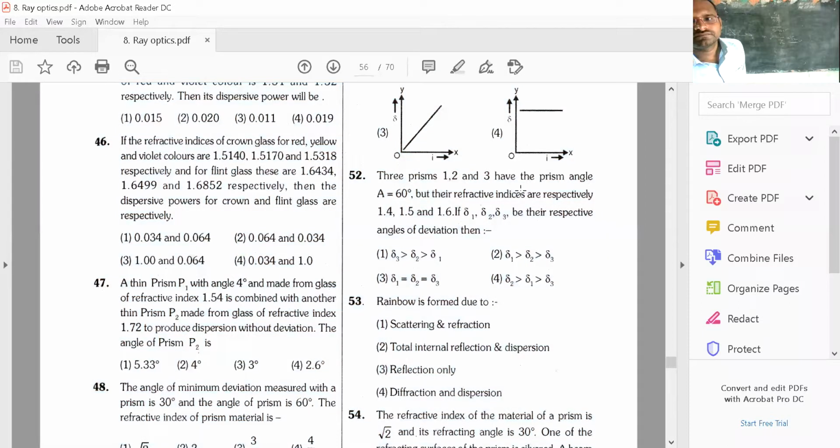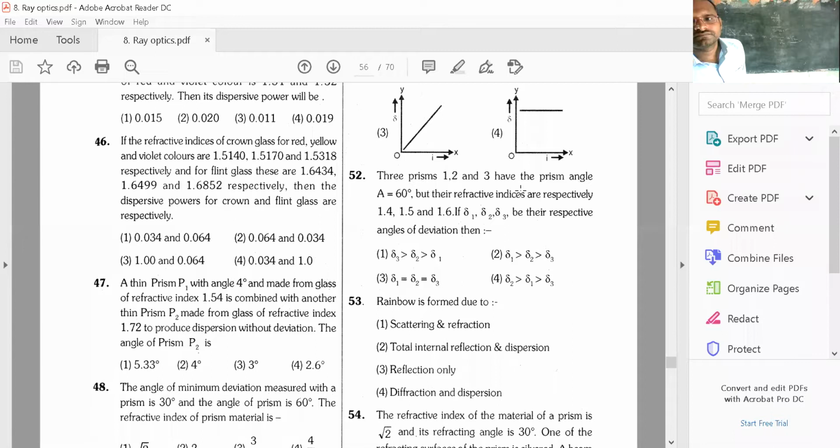Question number 52, Nana. Three prisms, 1, 2, 3. Three prisms are there. They have prism angle A, and A is 60. First prism, second prism, third prism. All the prisms have the same angle: 60 degrees, 60 degrees, 60 degrees.